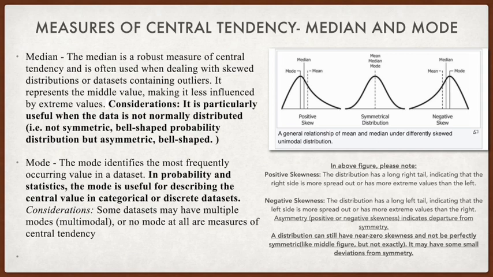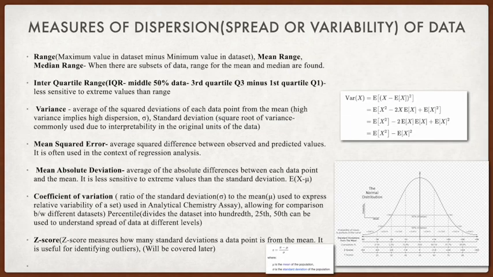Measures of dispersion mean the spread or variability of the data. These include range, interquartile range, variance, mean squared error, mean absolute deviation, coefficient of variation, and z score. Range is the maximum value minus the minimum value in the data set. Mean range and median range are where there are subsets of data, and the range for the median and mean are found.